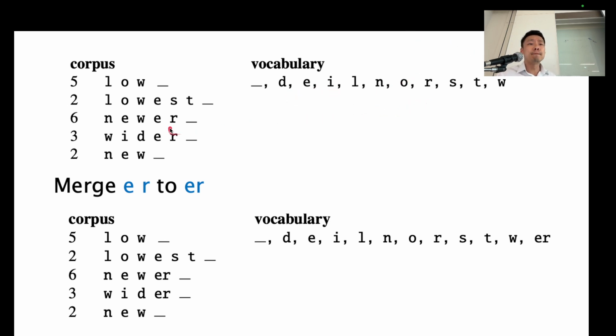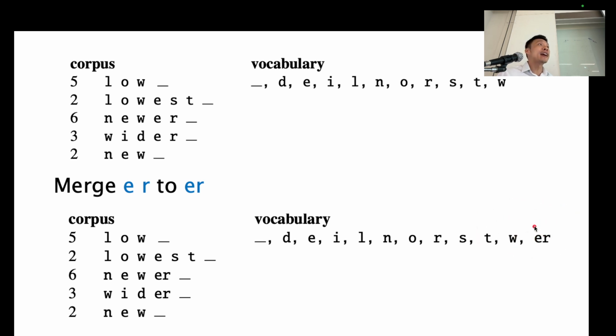So ER, you found that they occur together the most, which is how many times? 9 times, right? So in here and in here. This is 6 times, this is 3 times, so 9 times. So we combine them and treat them as a new word, okay? And then next iteration, we do it again. See how we change E and R to be one token together. And we add ER to the vocabulary.